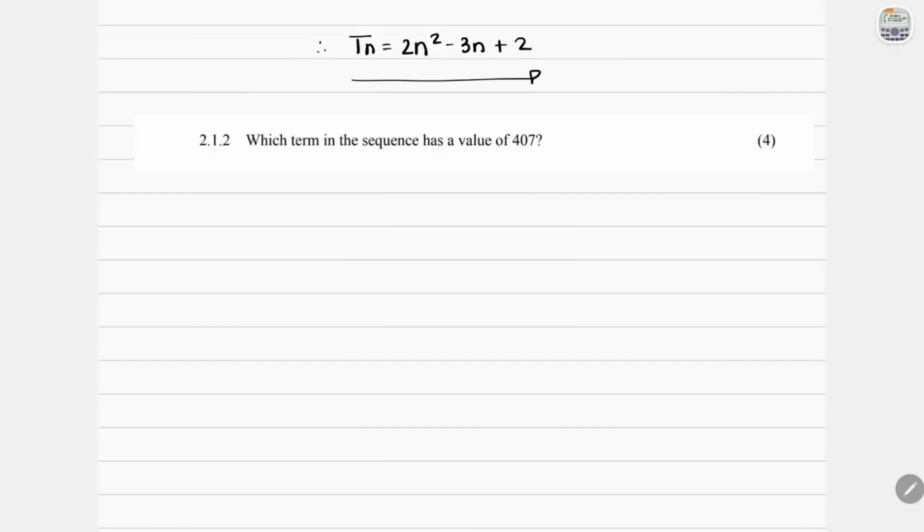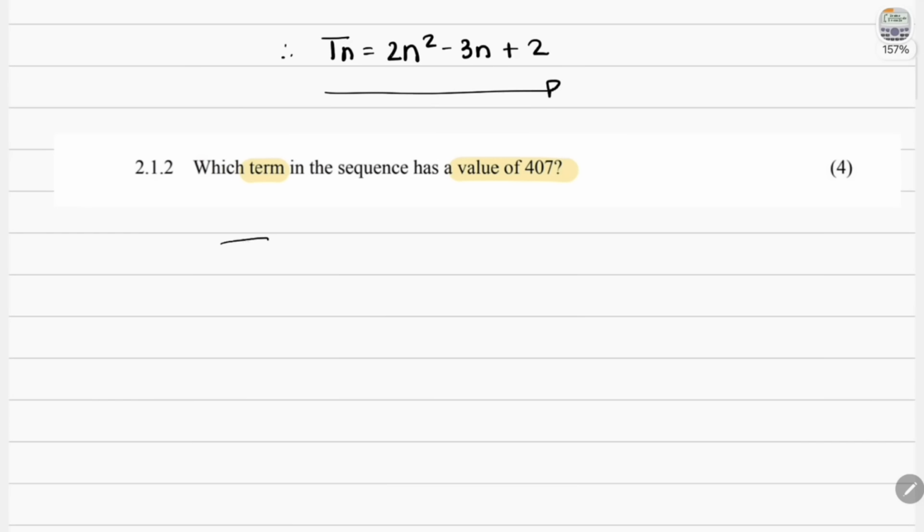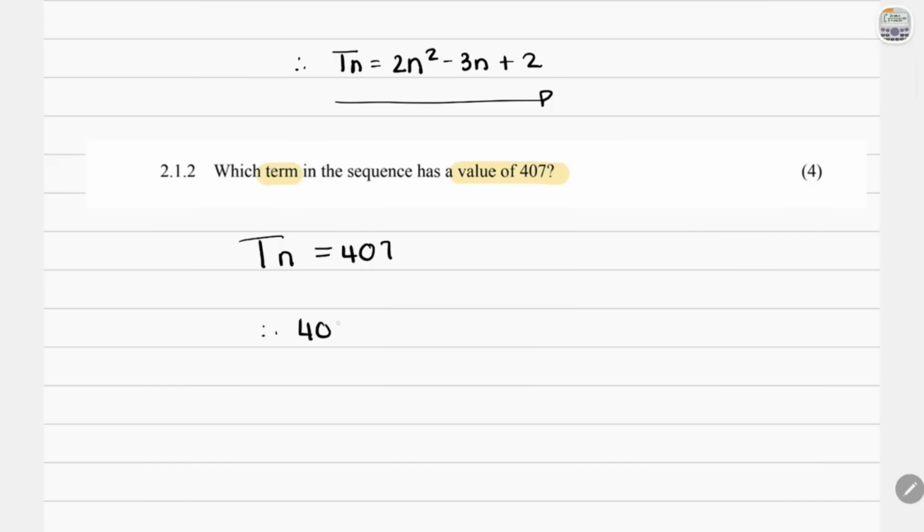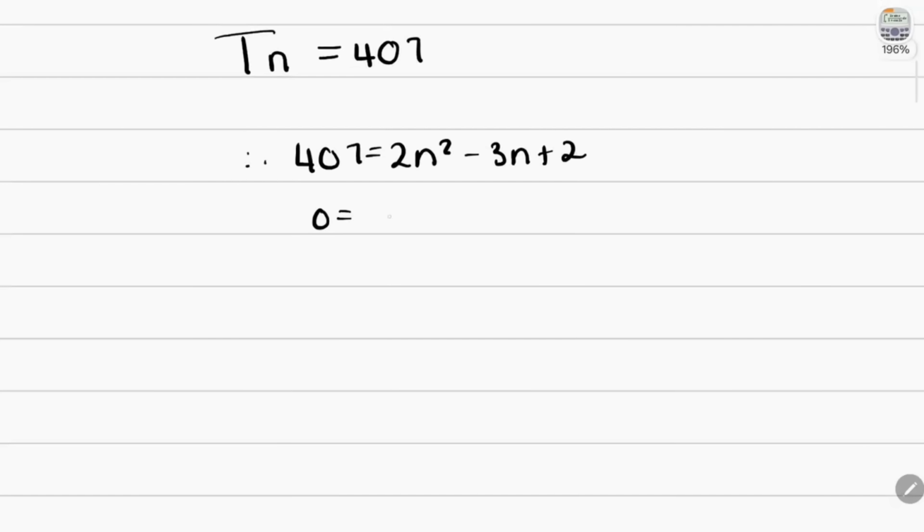Question 2.1.2 says, which term in the sequence has a value of 407? So which term would mean term what has a value of this? So if they're saying term what, we can see this as Tn. Term what number has a value of 407. So in place of Tn, we substitute 407. And so we have 407 equals 2n squared minus 3n plus 2. Okay, and transpose. So 0 equals 2n squared minus 3n, and then if you say 2 minus 407, you get negative 405.